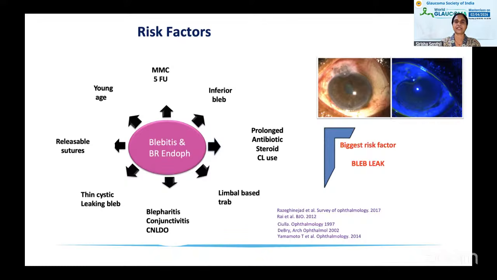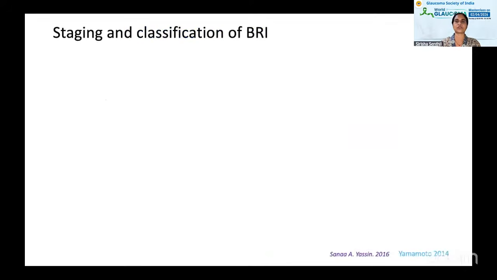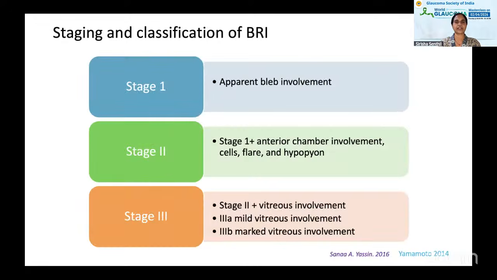The biggest risk factor of all that was studied is the bleb leak. Presence of a bleb leak is, of course, the most important risk factor. How do you stage bleb-related infection? If there is just a bleb involvement alone, it is stage 1. If there is involvement of the bleb with an infection and presence of an anterior chamber involvement, then that is stage 2. Presence of anterior segment as well as posterior segment involvement is stage 3. Even stage 3 is further classified into stage 3A and 3B. Why it is important to know this staging is because the treatment actually depends upon these stages.